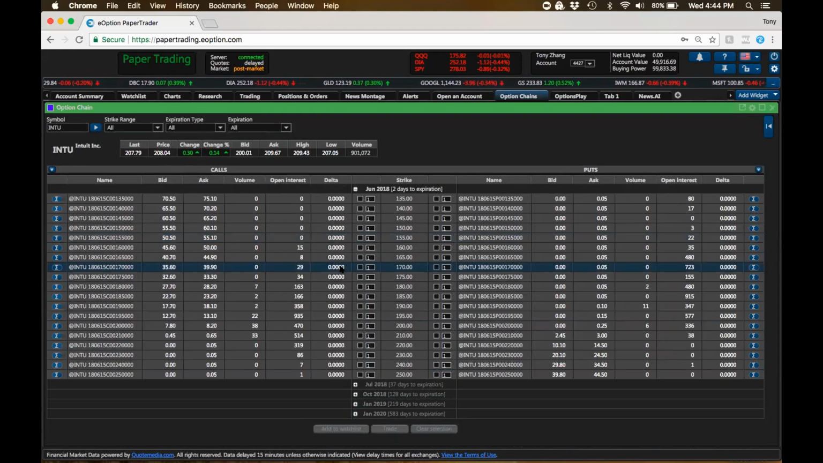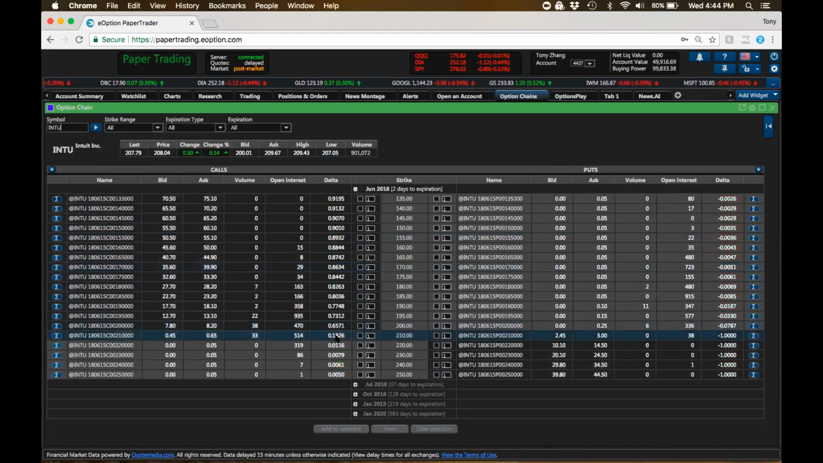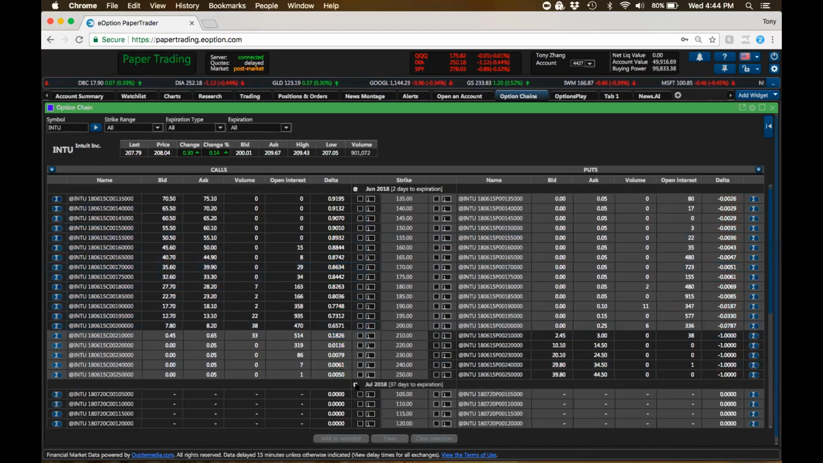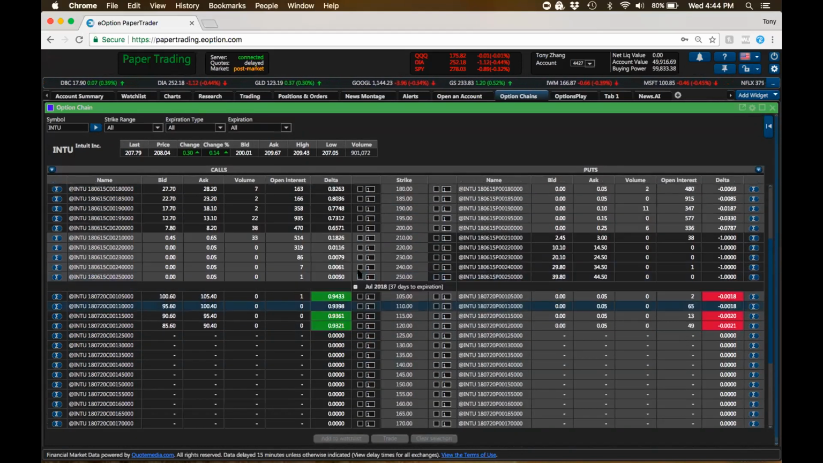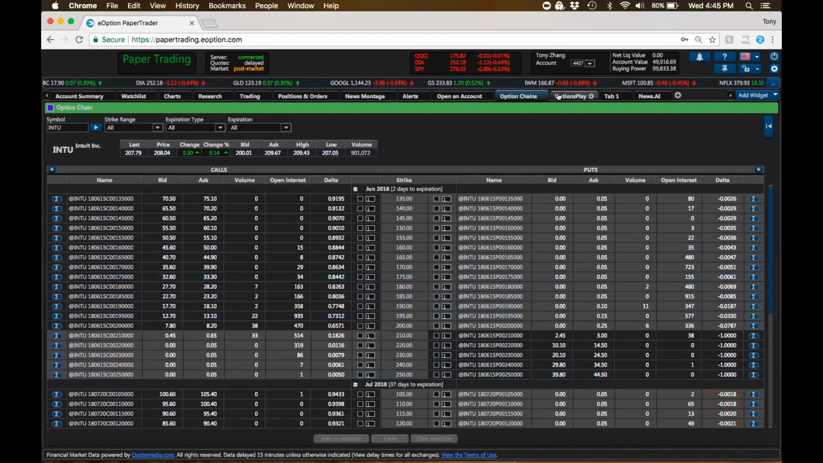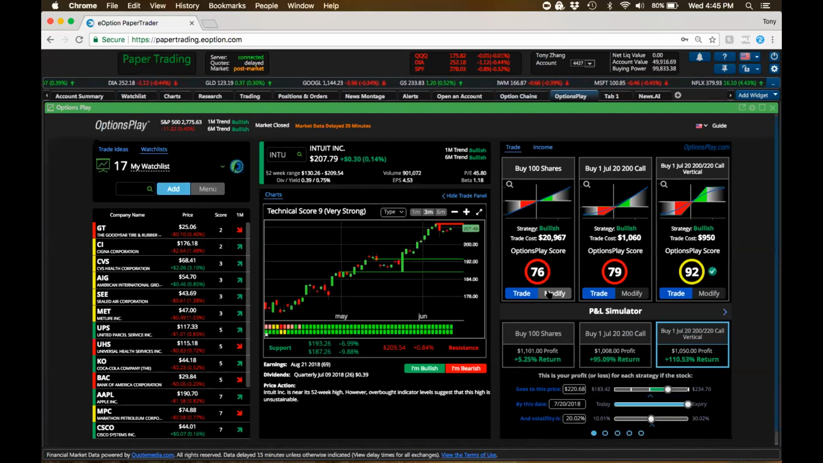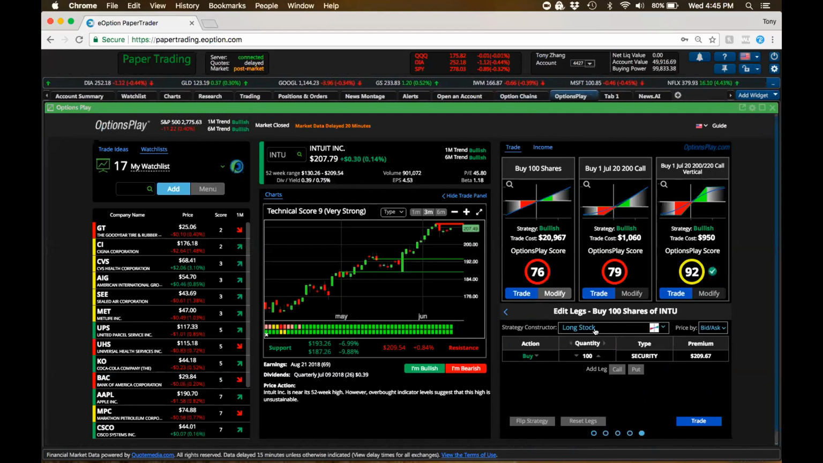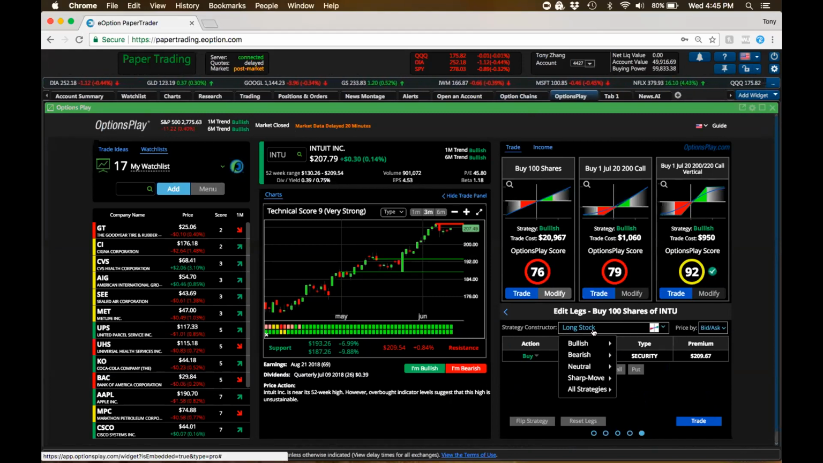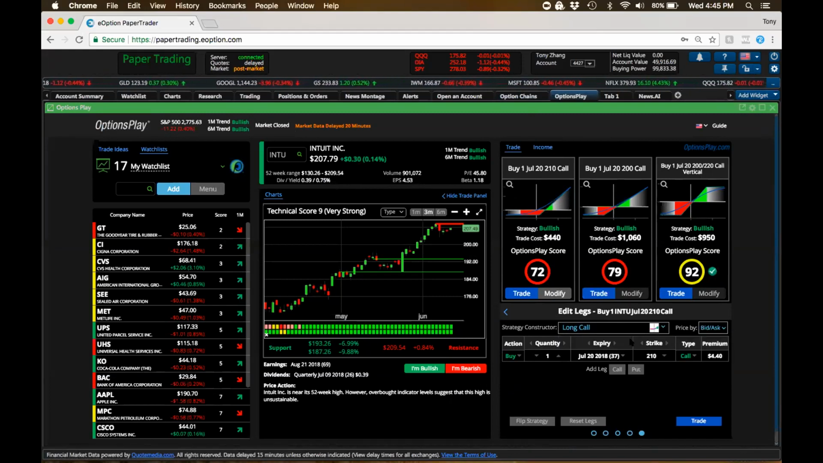Let alone, a lot of times when you're looking at a strategy like this, you might want to compare one expiration to the next or one strike price to the next, and it's really difficult to do that from the option chains. Our tool is designed to allow you to modify any strategy. If you want to change this call option to a different call option, say you want to compare buying the July 210 call versus the 200 call, you can put any 2 strategies side by side.